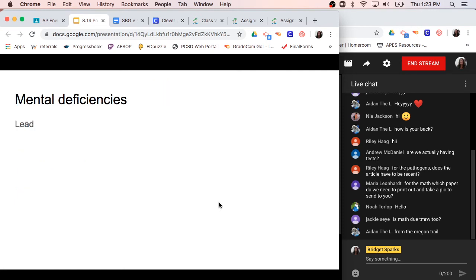And then for mental deficiencies, we know of lead. We could also include mercury, I don't know why I didn't include it in here. Not so much lowering the IQ like lead does, but mercury does get into your system and it starts to shut down your organs.